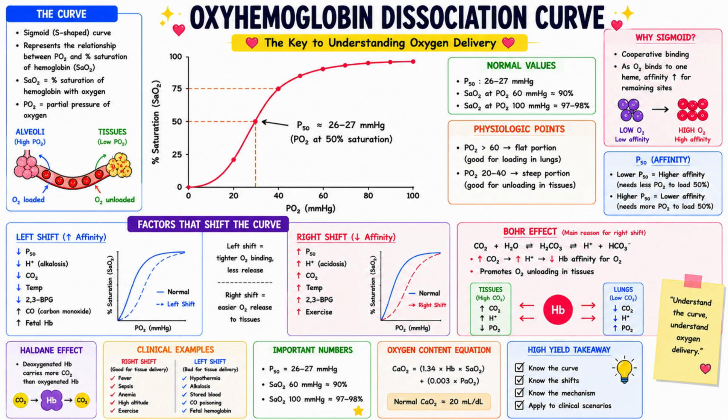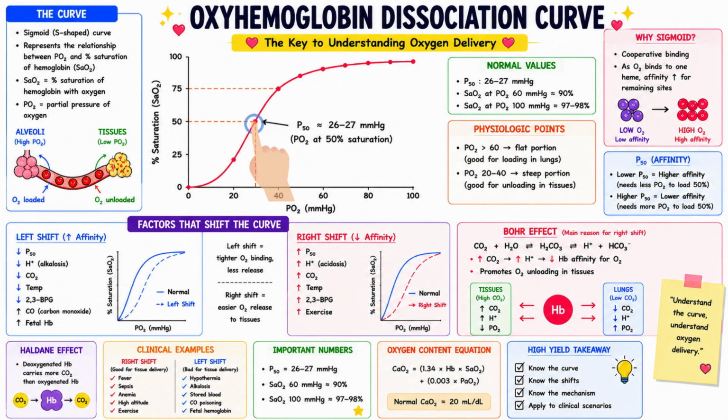Now, let's look at the two critical portions of this curve. The flat portion sits at PO2 above 60 millimeters of mercury. This is the loading zone. This is where your lungs work. Notice how flat it is up here. Even if PO2 drops from 100 to 60, saturation barely changes, stays above 90%. This is your safety margin. This is why pre-oxygenation works. The flat part of the curve protects your patient during apnea.